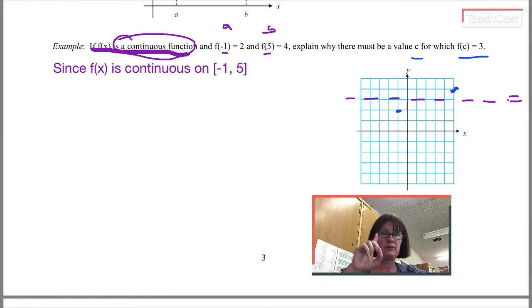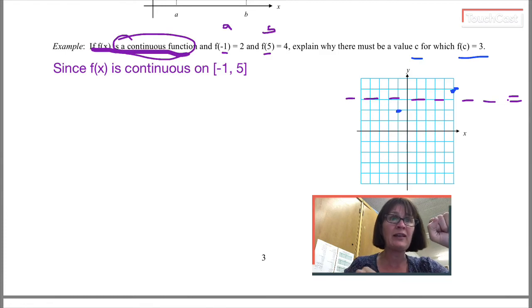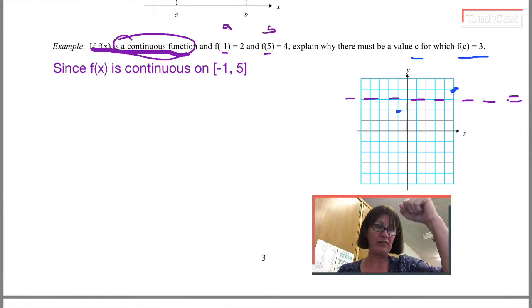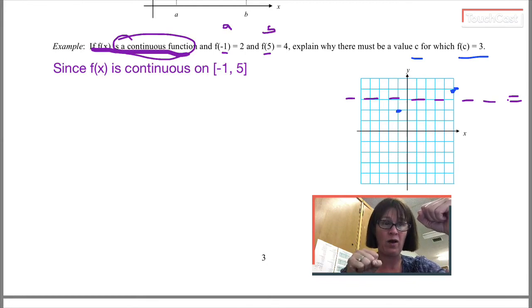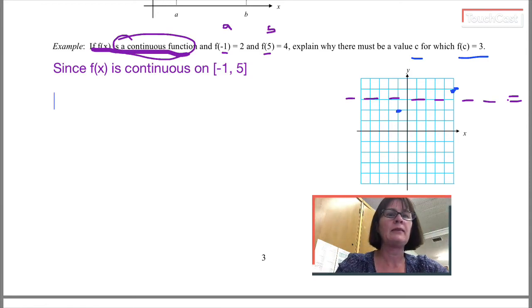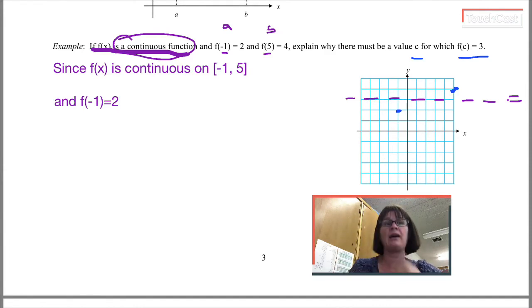So since f of x is continuous, I've checked that the hypothesis is true, and the next thing I need to do is prove that I have one y value that's above the y value I care about and one y value that's below the y value I care about. So this is what I would type next. And f of -1 I know is equal to 2, and I have to convince the reader that that's less than the y value I care about, because 2 is under 3. I need one that's below, less than 3.